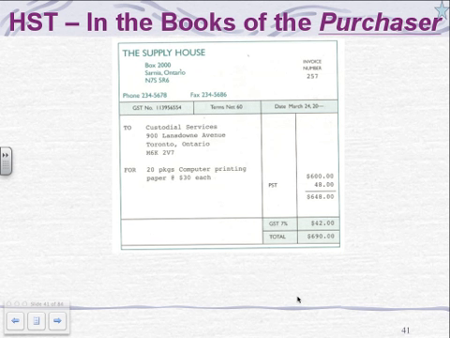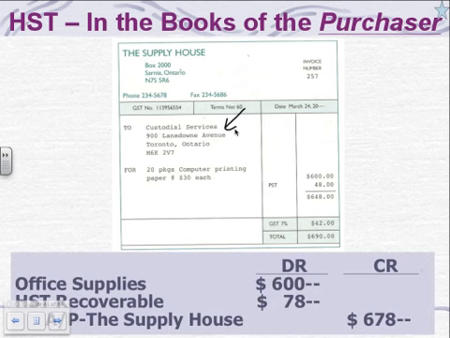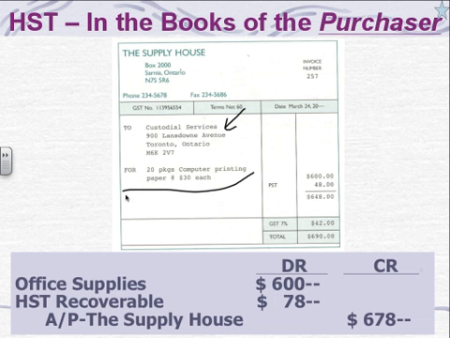Okay, so now look at that in the books of the purchasing company. Here we have the supply house is the seller, and the purchaser now is custodial services. So we're going to do the journal entry for this company. Again, here they have purchased printing paper. You can see on this source document.